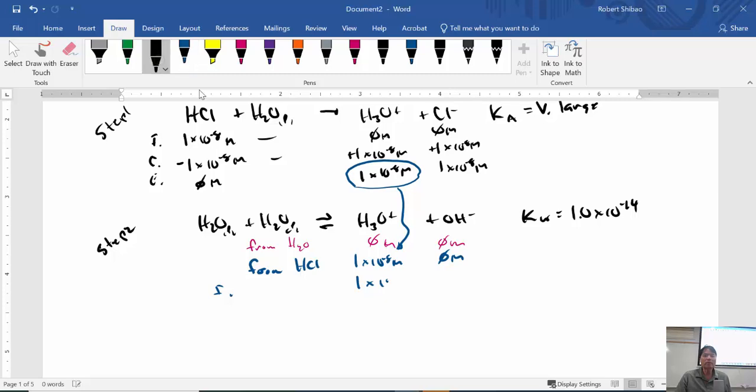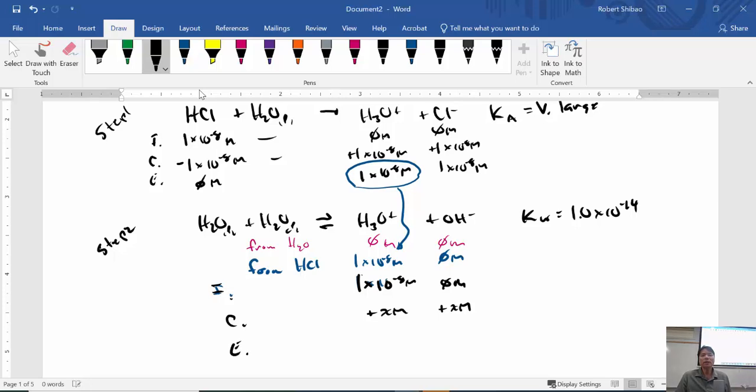And so now my initial from all of these contributions will be 1 times 10 to the minus 8 molar hydronium. That's all from the HCl. And 0 molar hydroxide. The hydroxide is going to come from water autoionization. And so I'm going to have a change here. The change is I'm going to lose a little bit of water, and I'm going to gain a little bit more hydronium, plus X molar, and I'll gain a little bit of hydroxide.